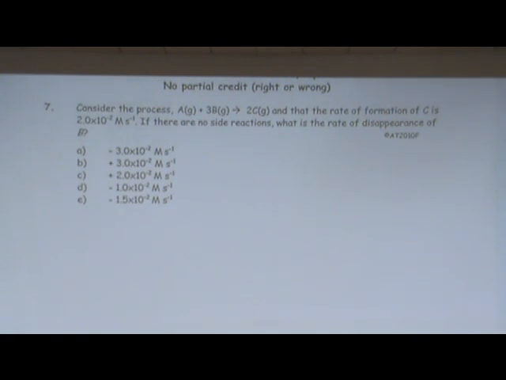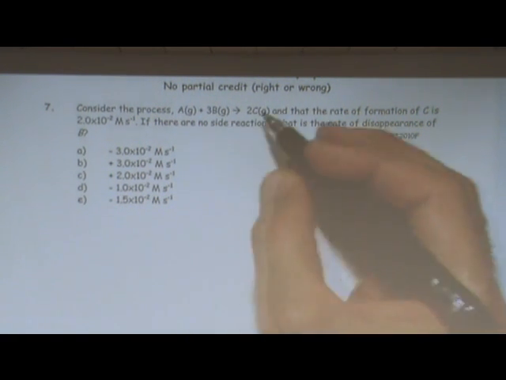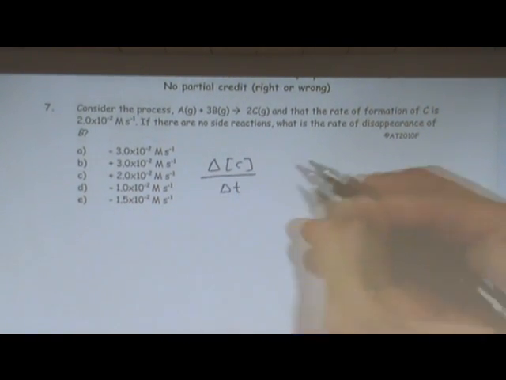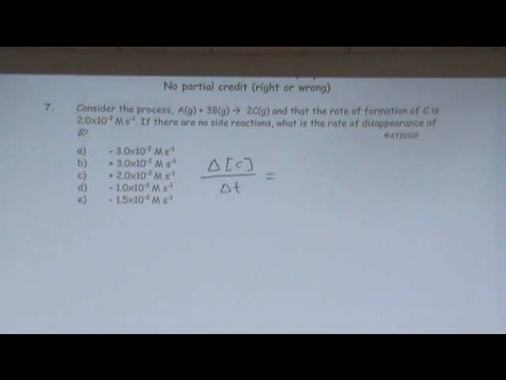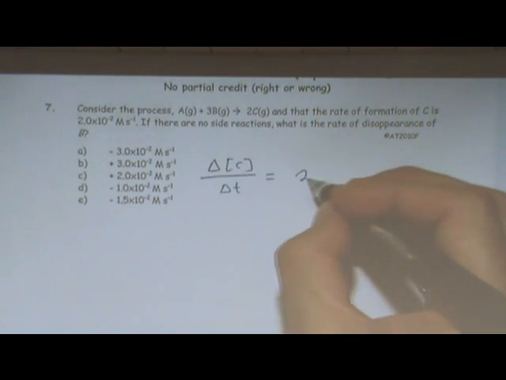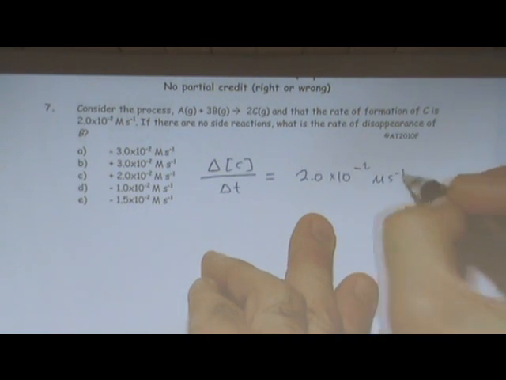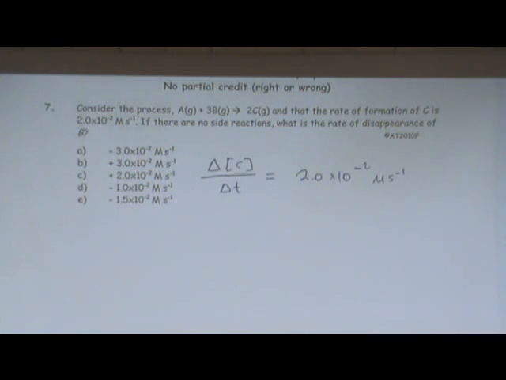How do you define the rate of appearance of C? Change of C over time. And it's how much? 2.0 times 10 to the minus 2 molar per second. Now, it's appearance, so according to our definition in our lecture, we want to put a plus there, just to make sure we're not going to make mistakes. Now we want to find the rate of disappearance of B. We're going to do it two ways.